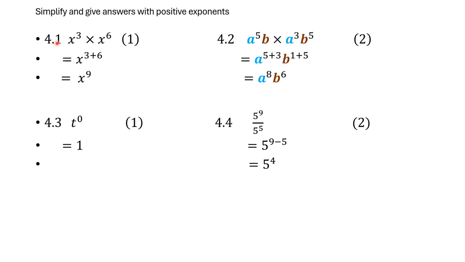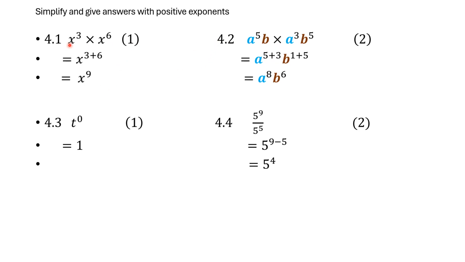According to the first law of exponents, if I multiply and the bases are the same, you see that it's x and x, we add the exponents. So therefore, base x stays and we say 3 plus 6, that becomes x to the 9. So 1 mark for having x to the 9.